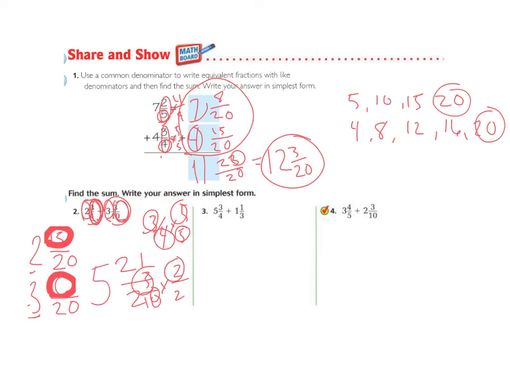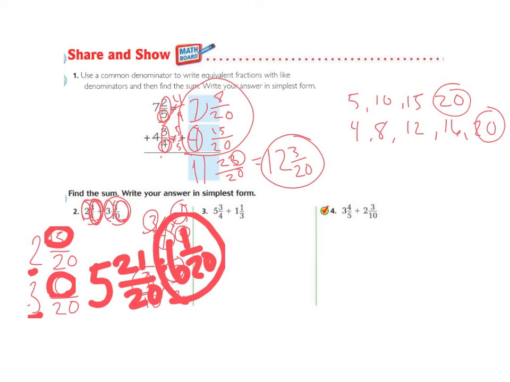Now, having the big number on the top, we have to make this in simplest form. So 20 goes into 21 one time, and 1 plus the 5 is 6, and I have 1/20 left over. So my answer is 6 and 1/20. I'm going to do one more before you're on your own. Let's do this next one.